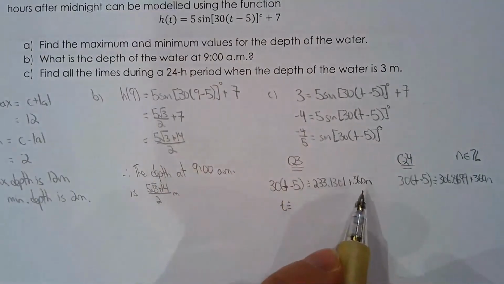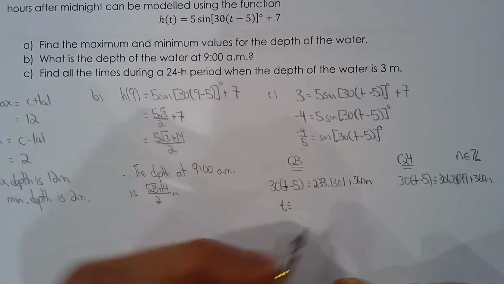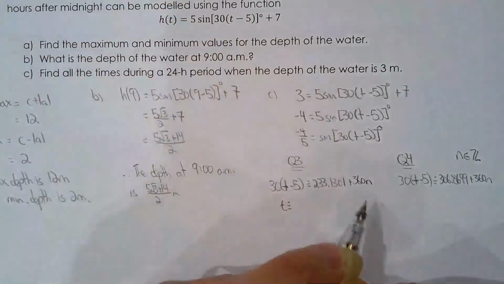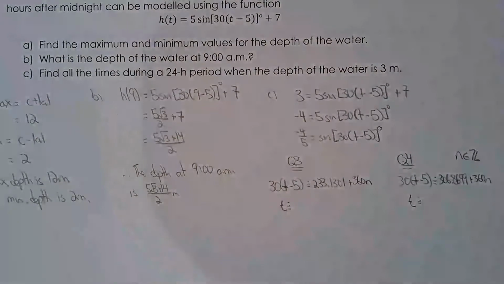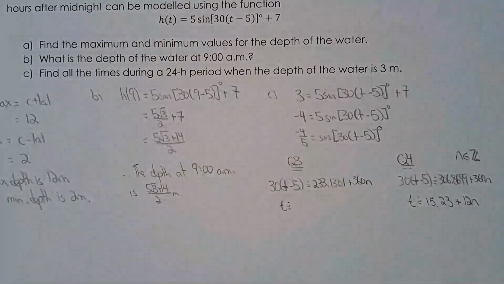$12. Beautiful. 12. Why is 12 so beautiful? Because 12 is the period. It makes sense. If we have a solution, you can find the subsequent solutions by adding the period. It's a periodic function. Okay. So we're looking at, I guess you can say, the 24-hour period.